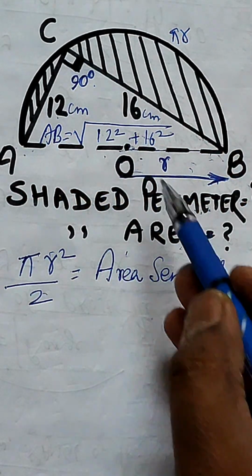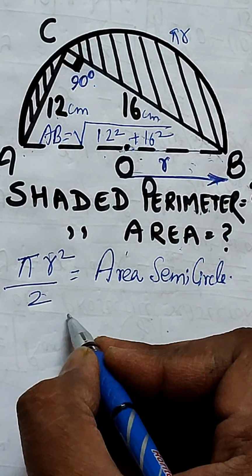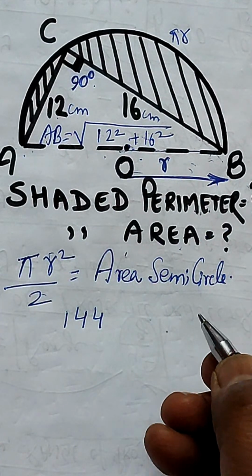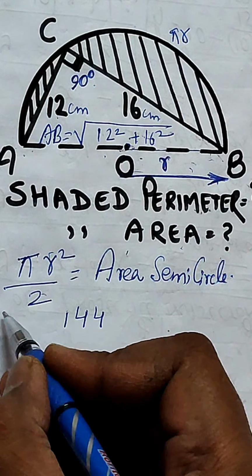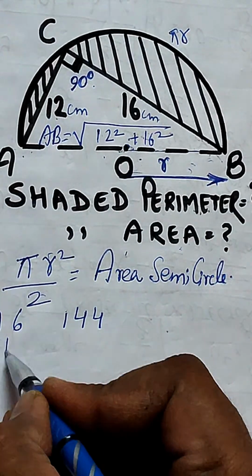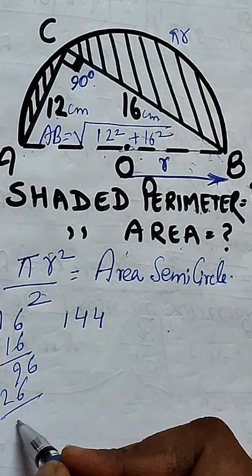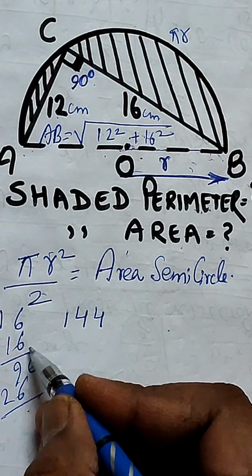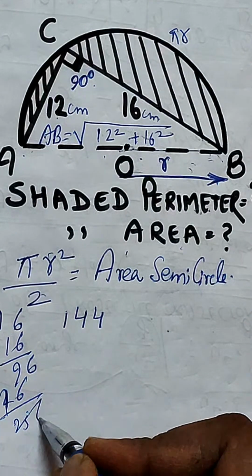The length of AB is calculated as 12 square plus 16 square. What is 12 square? It's 144. What is 16 square? Can anyone tell? I am not able to recollect, so let us calculate. 6 6 36, 96, 6 2. So it's 256, right?